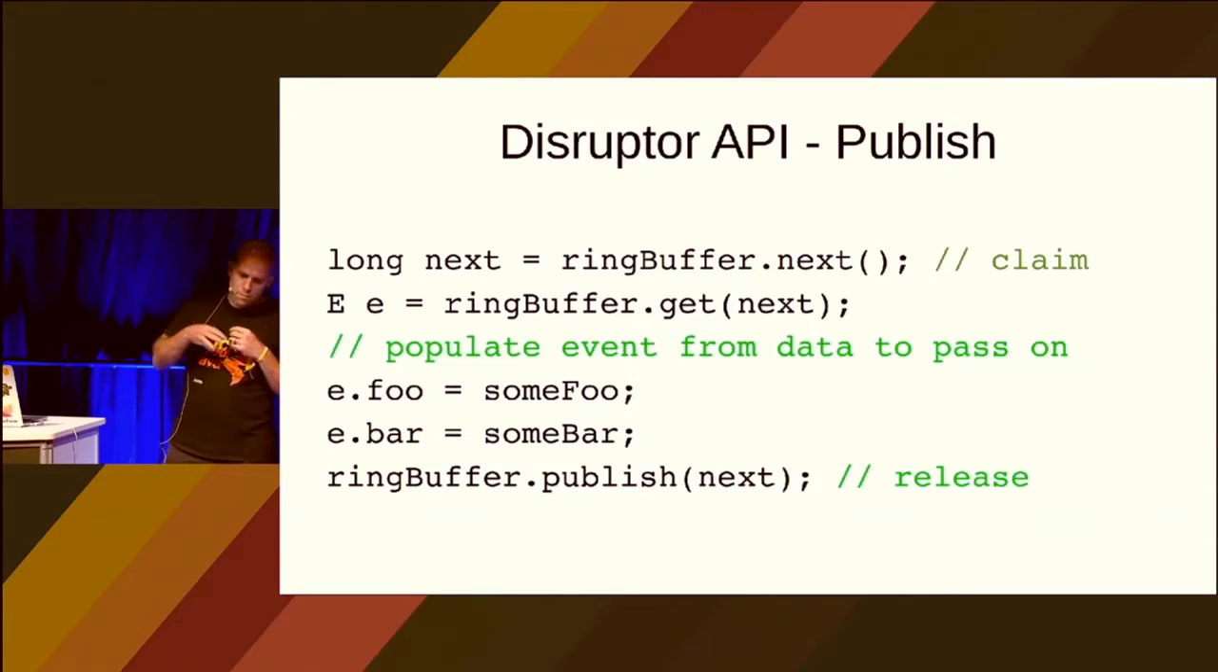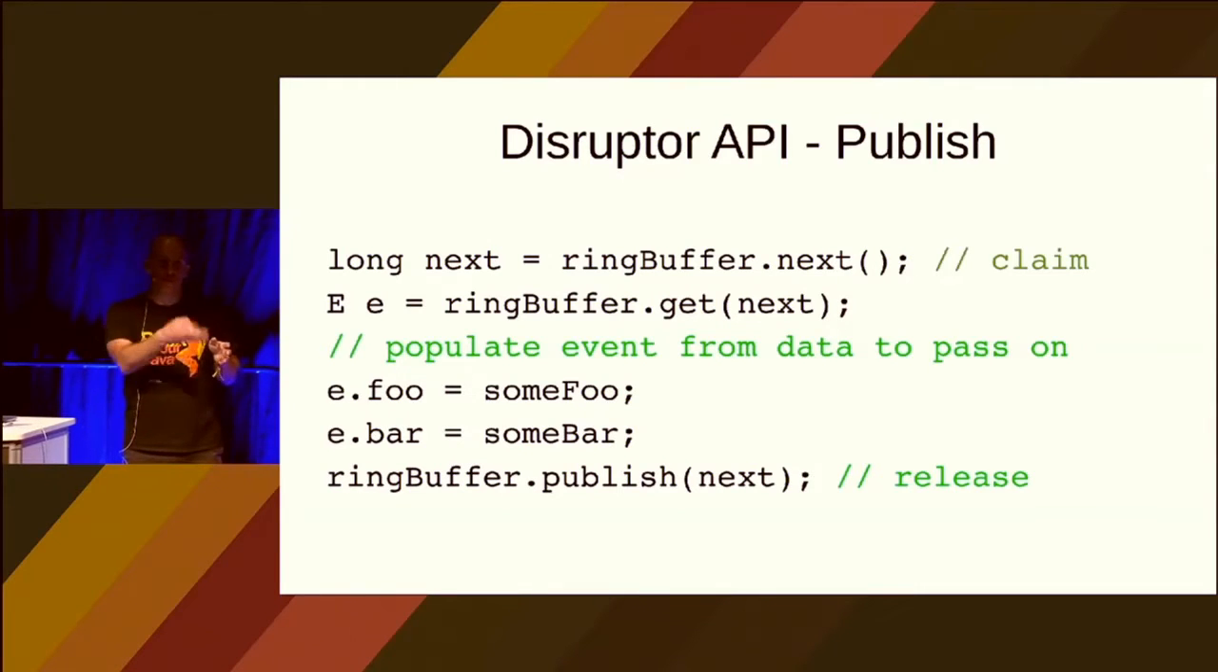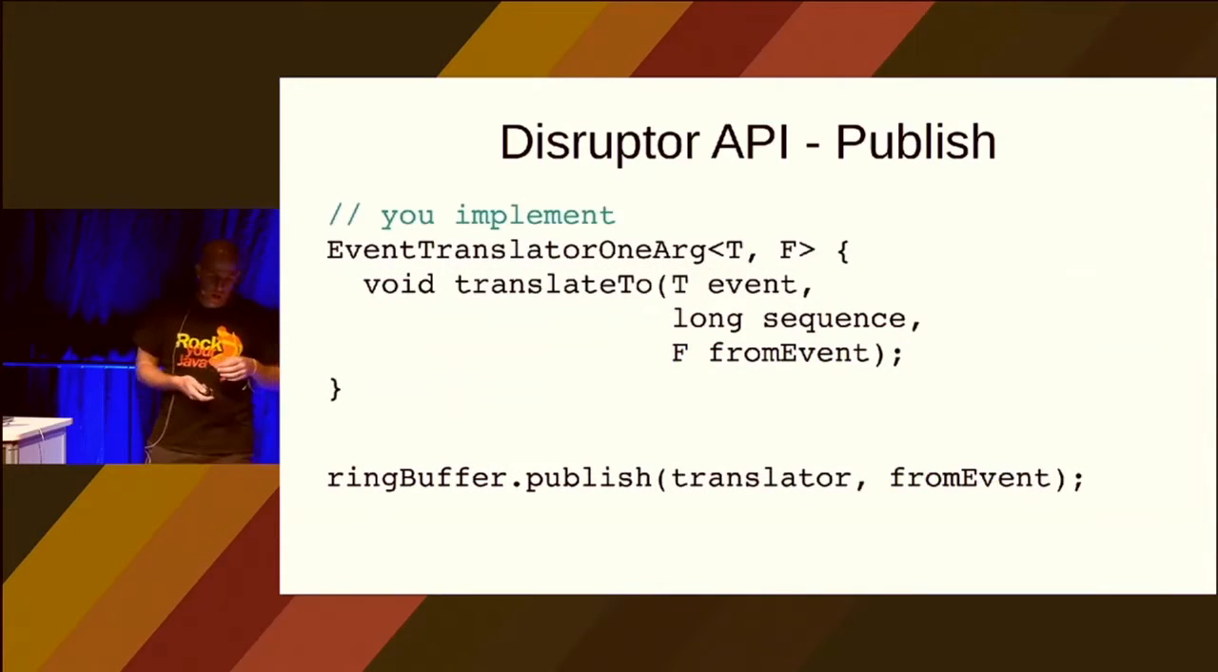When you publish, this is what it looks like. You claim a slot, you claim the number of the slot, you get the event that you can write into from the ring buffer, and then you write into your event whatever it is that you want to write into it and publish the sequence. You don't write the event into the disruptor. Again, the disruptor holds the events at all times, and whatever it is that you put in, you need to release that sequence so other people can see it.